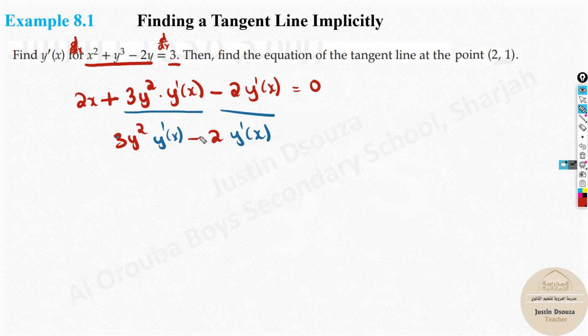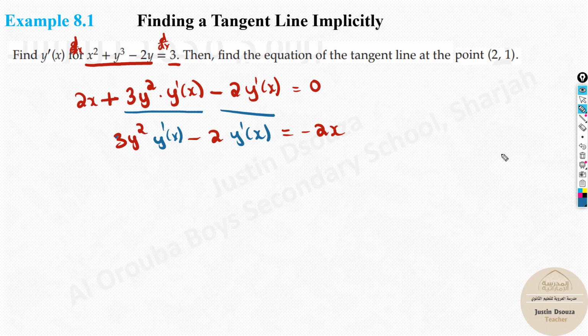Why? Because there is y dash in these terms. When it is multiplication, it's all one term. Only plus or minus separates the terms, right? Now this is 3 terms, but this is altogether 1 because it has y dash multiplied with this. Okay. Now this 2x, I'll take it to the other side. It becomes minus 2x.